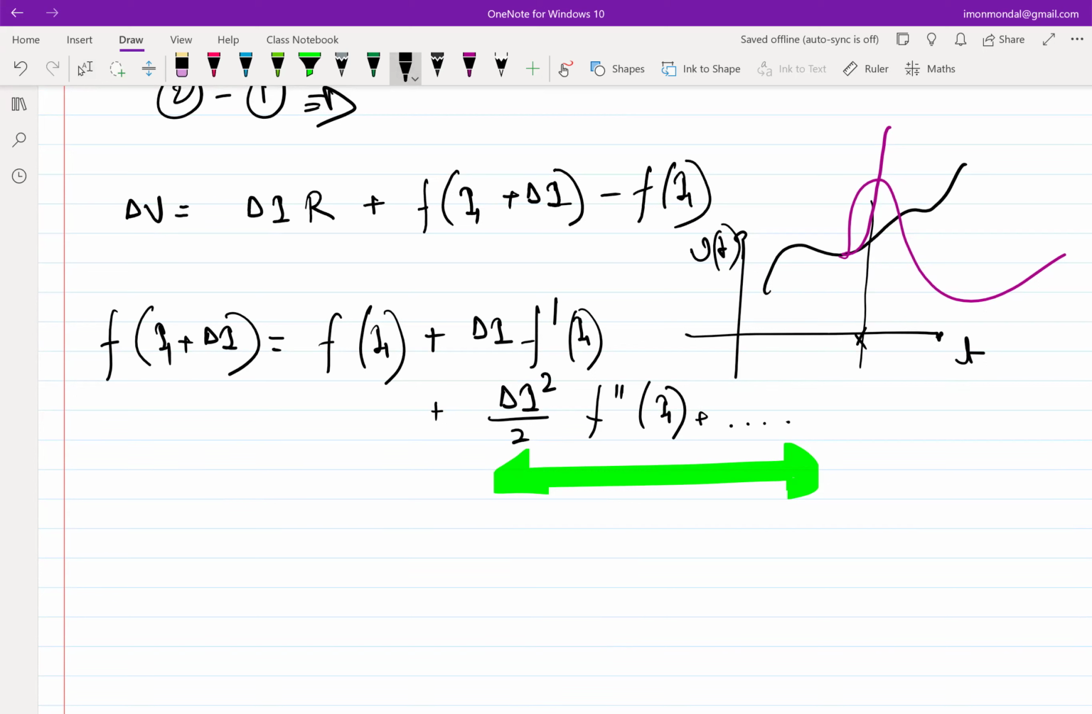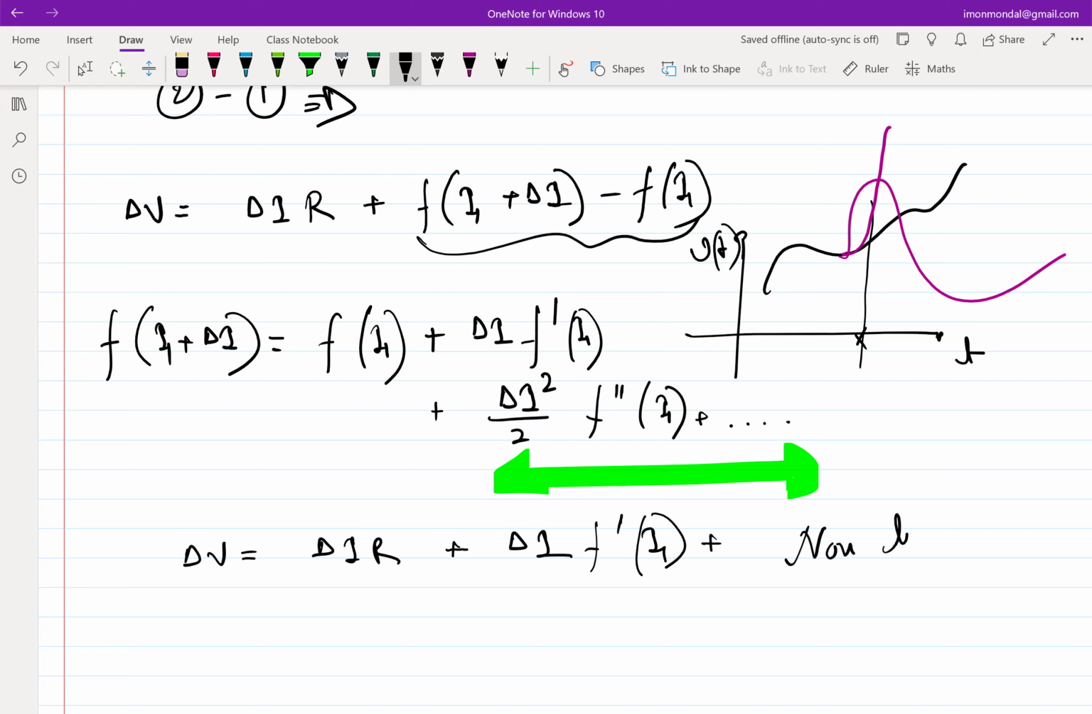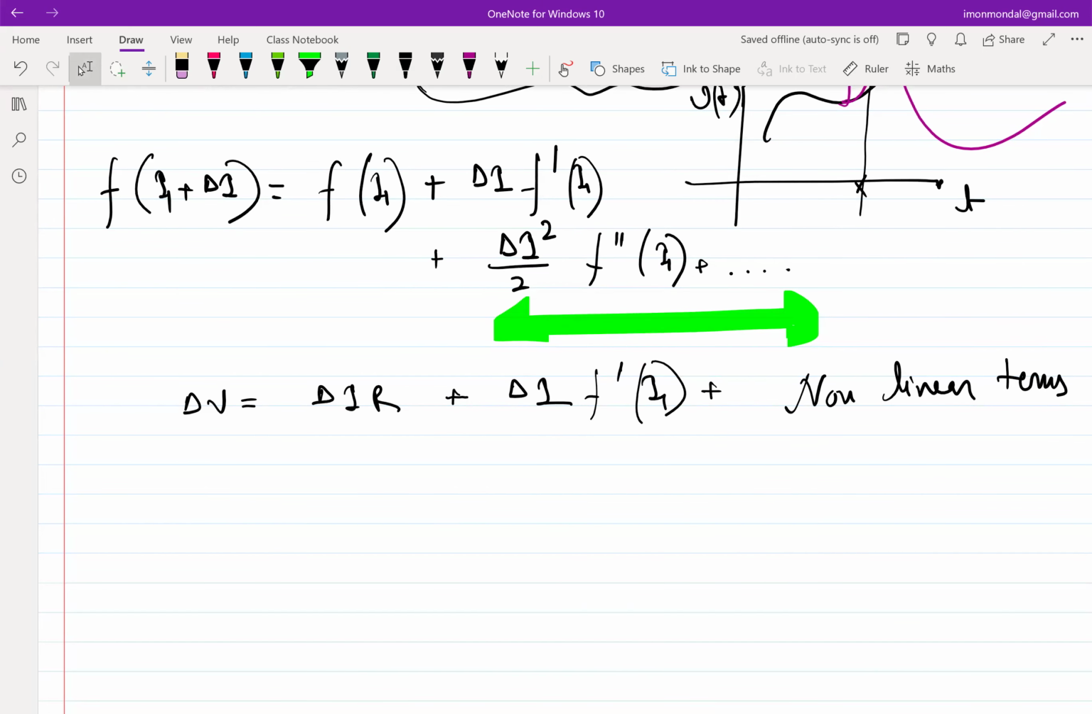what's going to happen if I subtract? Now, I am left with f I1 plus delta I minus f I1. So your delta V becomes delta I R plus delta I f dash I1 plus a bunch of nonlinear terms. Correct? Agreed? Okay. So again, till now, no approximation. Till now, everything is valid.